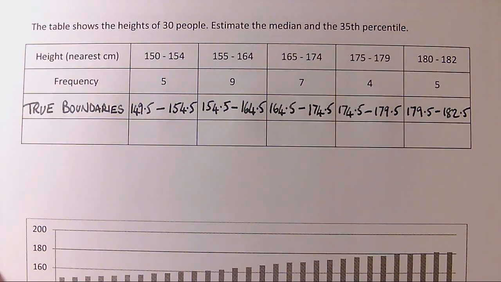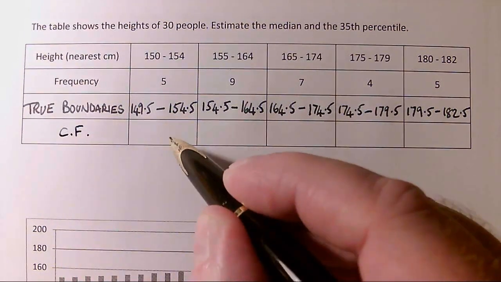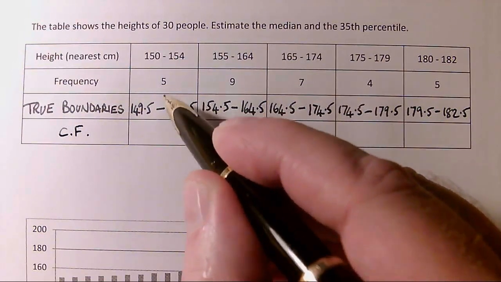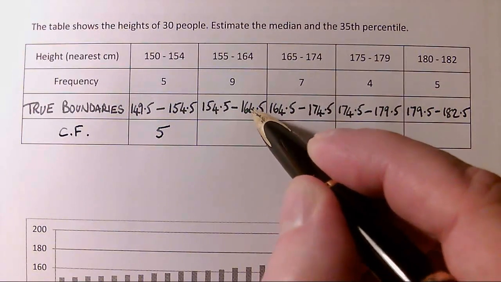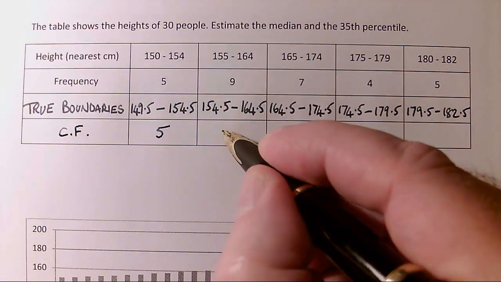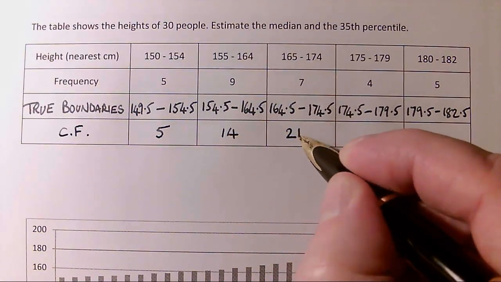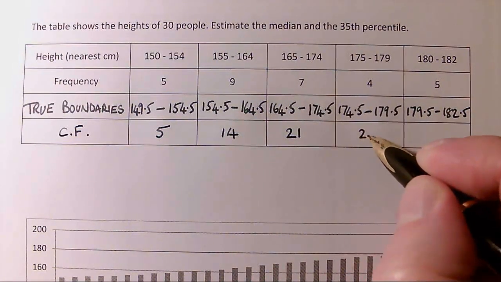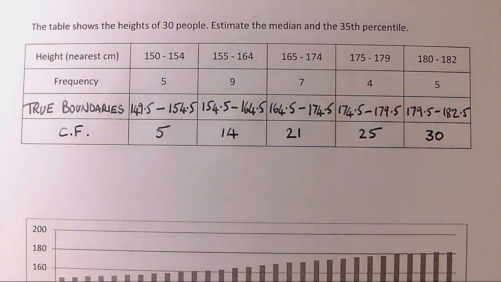Then, because we're working with medians, we are interested in the positions within the data. We know there are a total of 30 people. We need to add up step by step to work out the cumulative frequencies. So for the first category, up to 154.5, I've just got these 5 people. But up to 164.5, I've got these 9 as well. So we've got a total of 14 people, and we complete our cumulative frequencies just by adding the next group on. So 25 and then 30 people altogether.